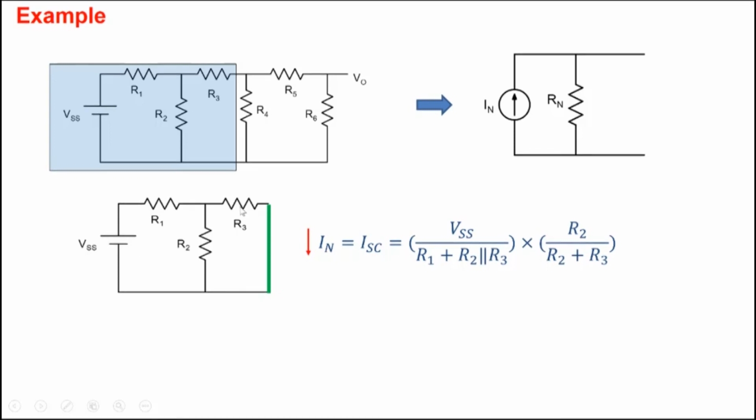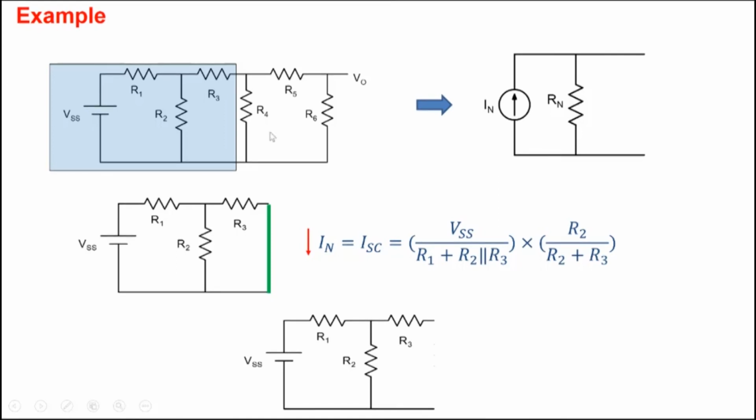Well, we have seen earlier R3 and R2 are in parallel, and the whole thing is in series with R1. So the net current that flows from VSS will be equal to VSS by R1 plus R2 parallel R3. So that's the net current that flows here. And this current divides between R2 and R3. So the current division tells us that the current that goes into R3 will be R2 by R2 plus R3. So that's how we get the Norton's current here.